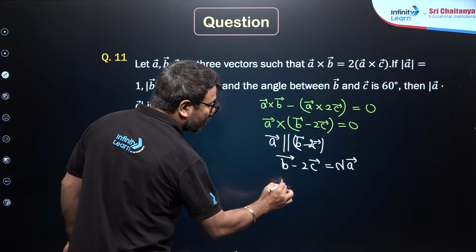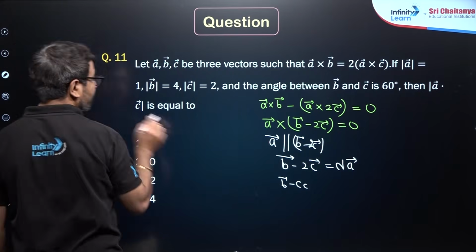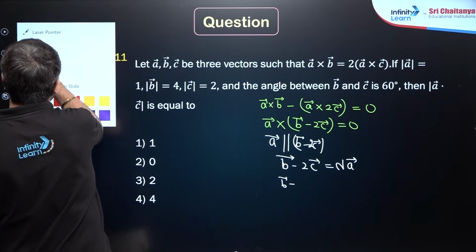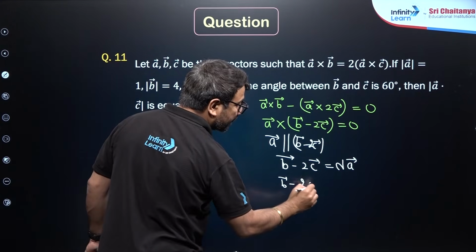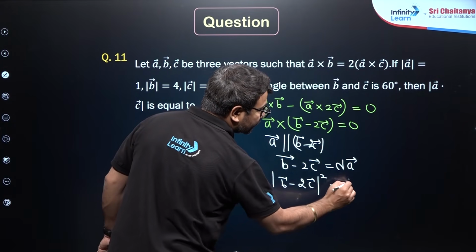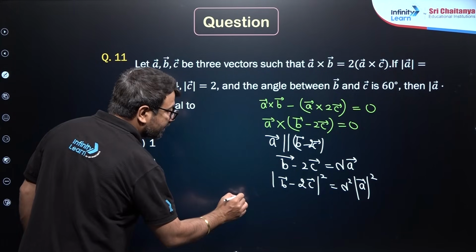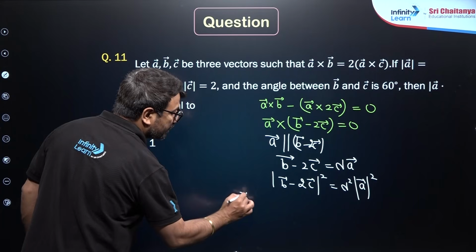Now if you take the modulus of B minus 2C and the modulus of lambda A over here also and over here also, you will be able to understand that we are getting mod B square.